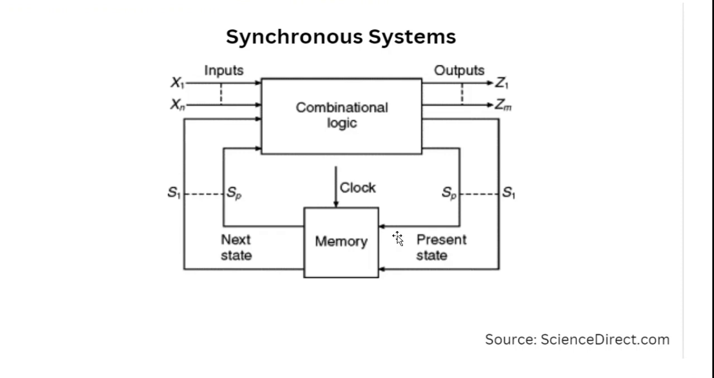A characteristic feature of a synchronous system is the feedback loop, as you can see here, from the output back to the input. This feedback loop helps in maintaining system state across the clock cycles. Now let us understand it with the help of code examples.